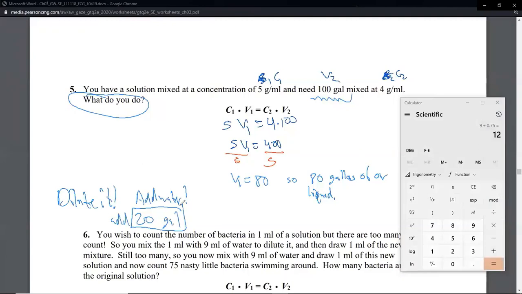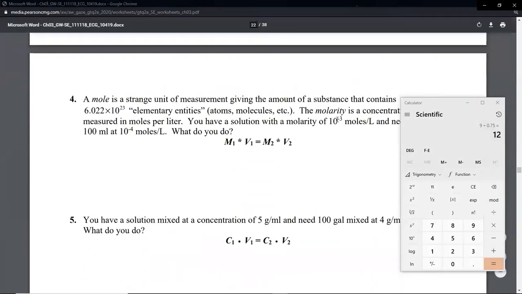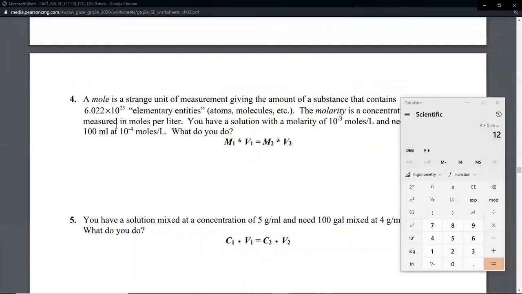So for instance, I only have like 30 seconds to talk about this. Oops, nope. Clear first. So they give you 10 to the minus 3, which means you move the decimal left 3 times. They give you 10 to the minus 4, which means you move the decimal left 4 times.